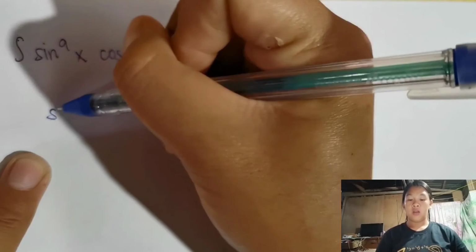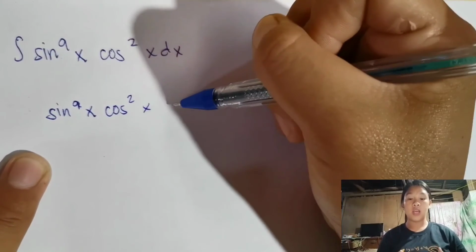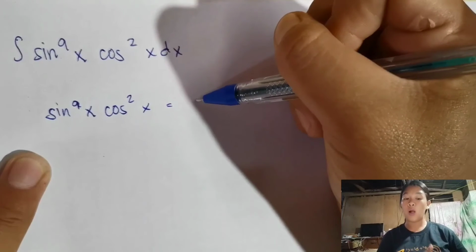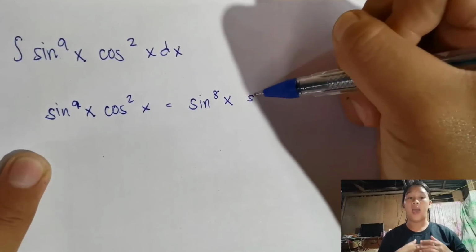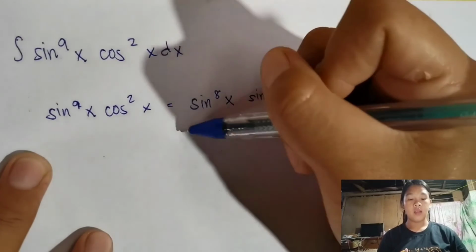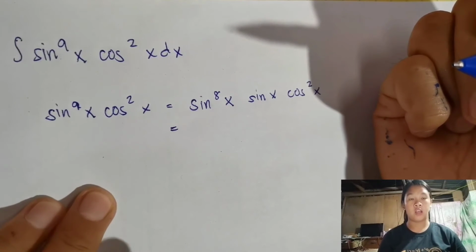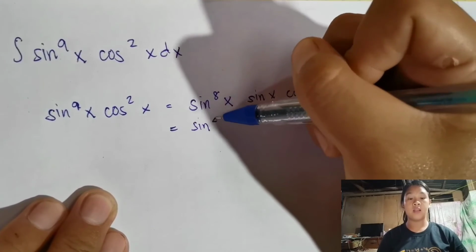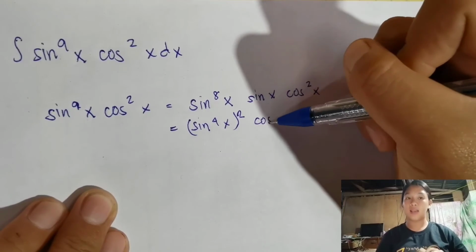In our case here, sine raised to the power of 9x cosine squared x, our m here is odd, so we need to factor it out. It is equal to sine raised to the power of 8x sine x cosine squared x. So the next thing to do is, this sine 8x, we can square it, so it becomes sine raised to the power of 4x squared times cosine squared x sine x.